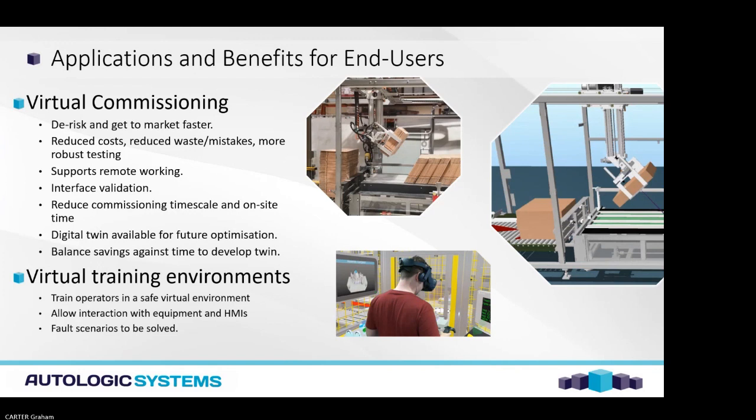We have access to virtual product. We can hit the reset button in our digital twin, and then we can load product up at the press of a button. It's stuff you can't do on site, and that automatically speeds up our testing process. So we're about reducing costs and de-risking overruns. There'll be reduced waste, there'll be fewer mistakes, and you naturally do more robust testing.